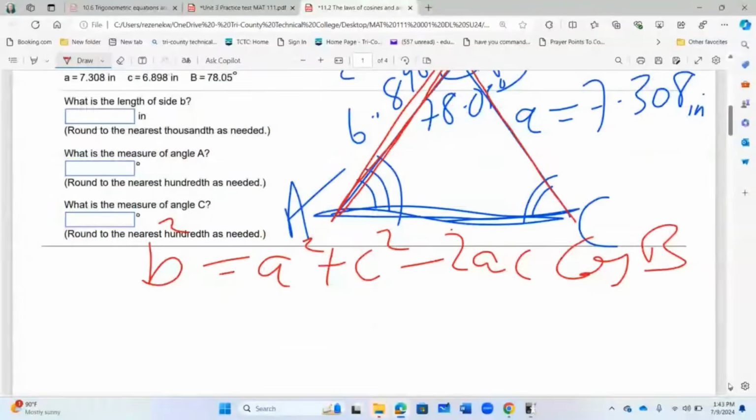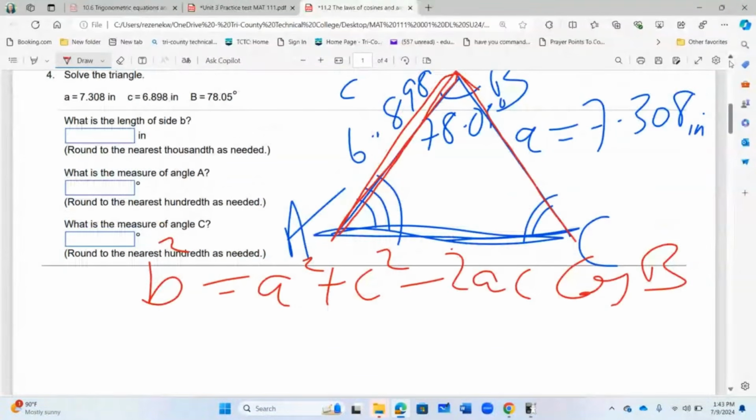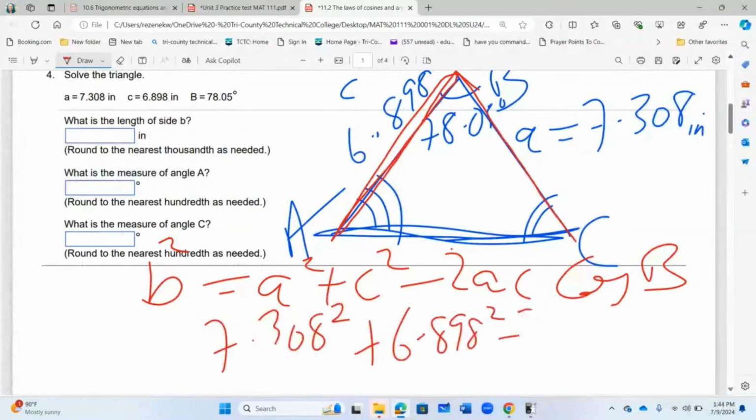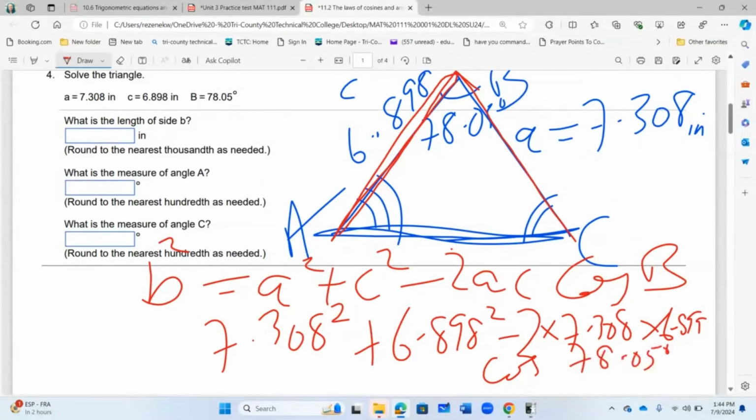All right, so the quantities on the right that I know, I'll put them in. A is 7.308, C is 6.898. So b squared equals 7.308 squared plus 6.898 squared, minus 2 times 7.308 multiply 6.898, times cosine of 78 degrees and 5 minutes.